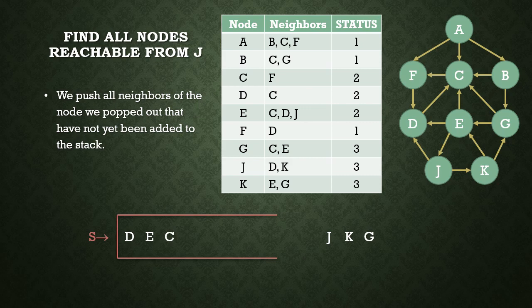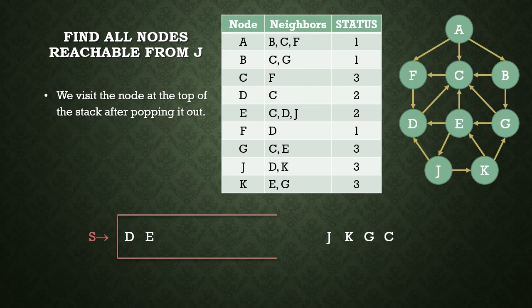Now we push the neighbors of G that have not yet been pushed onto the stack. E has already been pushed, but C hasn't been pushed, so we push C and the status of C becomes 2. We pop C from the stack and the status of C becomes 3.